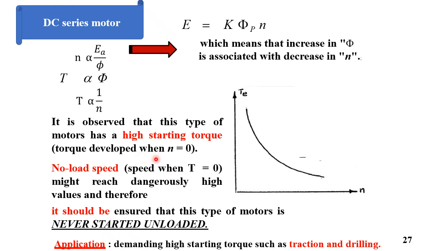The torque is developed at N equals 0, and for the no load, at torque equals 0, the speed is dangerously high. Therefore, this type of machine cannot be started without load. Never start it unloaded. It must be started carrying a mechanical load. The application of this type of machine depends on high starting torque, such as traction and drilling.